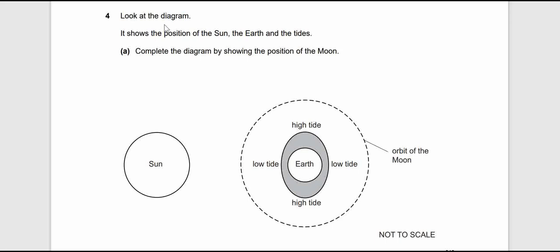It shows the position of the sun, the earth and the tides. A, complete the diagram by showing the position of the moon. This is the orbit of the moon, so we have to put it somewhere in position 1, 2, 3, or 4 to show how it caused the high tide on this side and low tide on the other side. So 10 seconds from now.